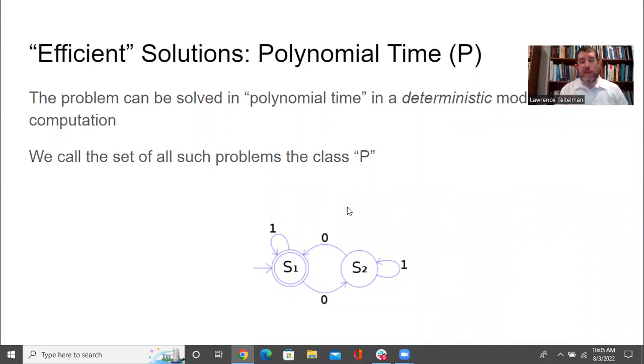So let's take a look at this little state diagram over here. If I'm in S1 and I get a 0, I move to S2. If I'm in S2 and I get a 0, I move to S1. If I'm in S2 and I get a 1, I stay in S2. If I'm in S1 and I get a 1, I stay in S1. So for each state, there's only one thing I can do. Let me say it differently: for each state, for each possible input in that state, there's only one thing I can do.